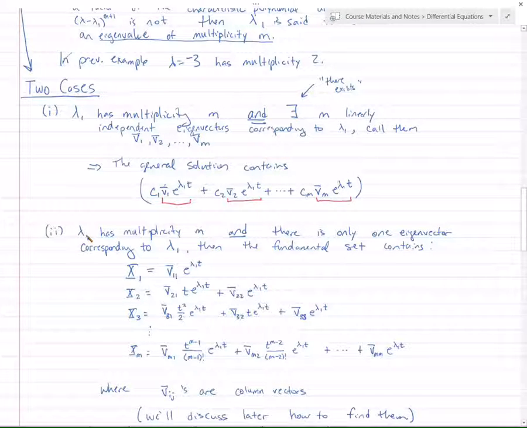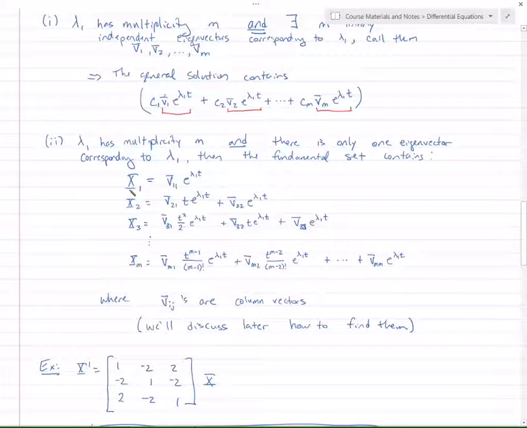So when you solve for your eigenvalue, and we're taking advantage of technology to actually do these for us in this class, you can do them by hand like we learned back in linear algebra. But once you find your roots to your characteristic polynomial, your eigenvalue, if it has multiplicity m, and you only have one eigenvector that goes with it, then you have to build m linearly independent solutions.